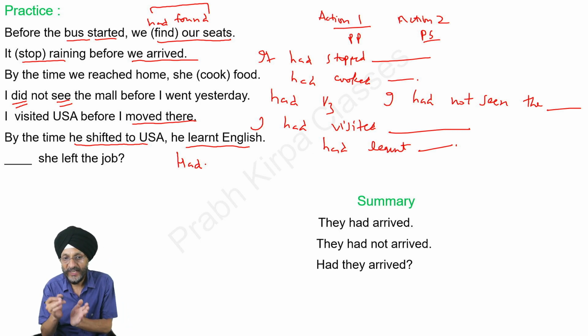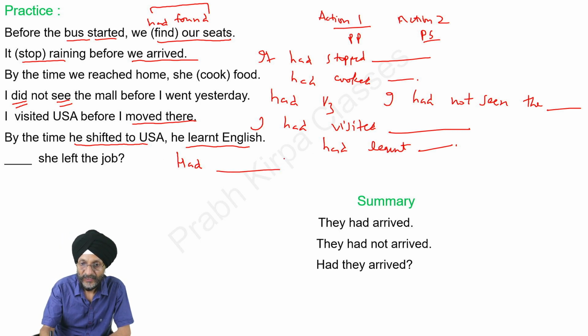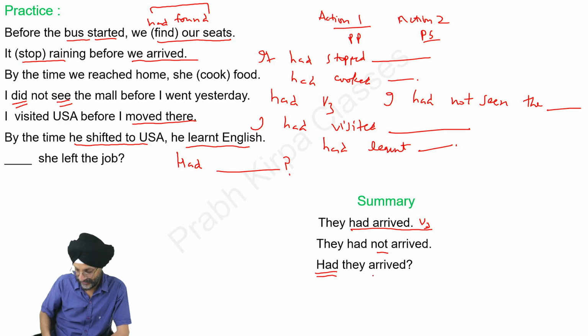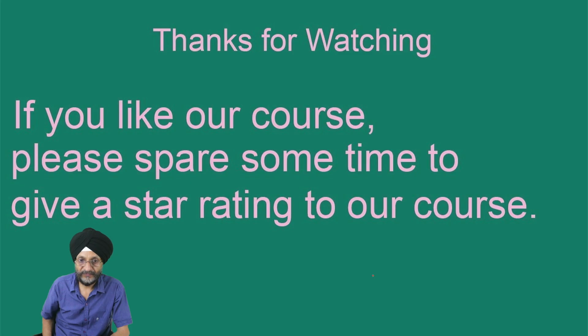Next, this is the interrogative form, and in the case of past perfect, all the interrogative sentences have to start with had. Had she left the job? Here is the summary. They had arrived. This is the third form of the verb, arrived. They had not arrived, only not has been added, and the question has been made with the help of had. Had they arrived? I hope you might have understood this tense in a very satisfactory manner. Now you can practice the same, and it will only make you perfect in this tense.